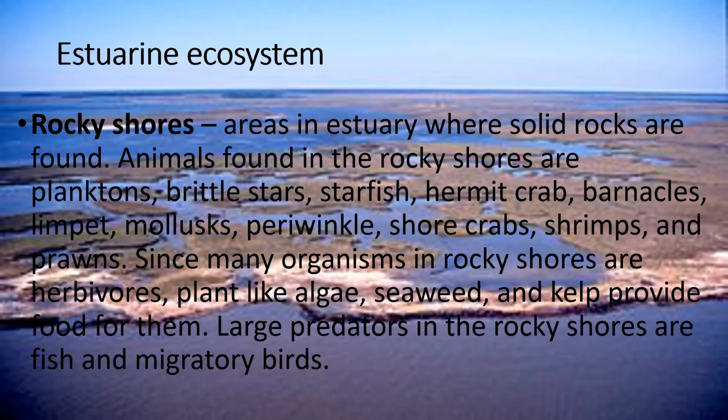Another type of estuarine ecosystem are the rocky shores. These are areas in the estuary where solid rocks are found. Animals found in the rocky shores are planktons, brittle stars, starfish, hermit crab, barnacles, limpets, mollusks, periwinkle, shore crabs, shrimps, and prawns. Since many organisms in rocky shores are herbivores, plants like algae, seaweed, and kelp provide food for them. Large predators in the rocky shores are fish and migratory birds.